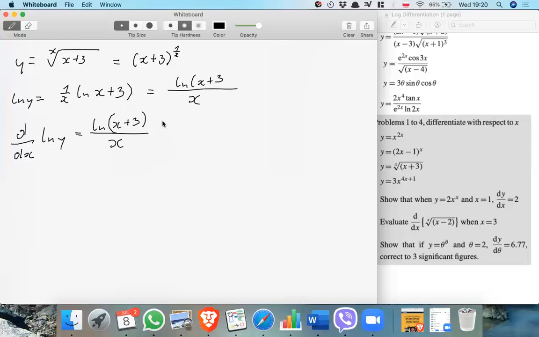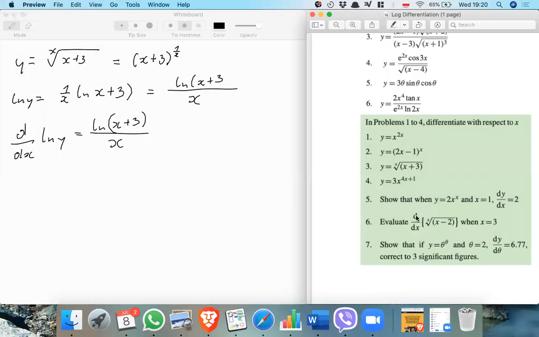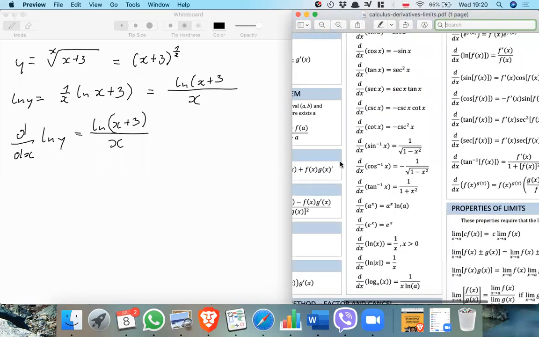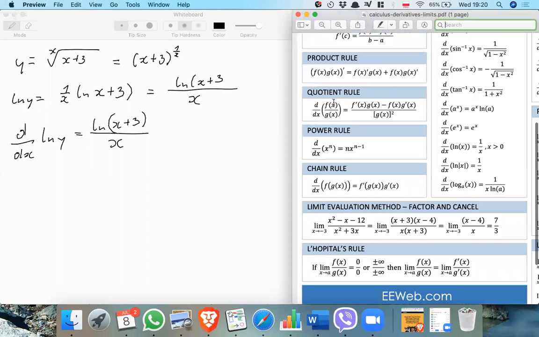But what I'm pointing you towards over here is that this is a fraction, and the fraction tells me that I have to apply the quotient rule. And if I'm applying the quotient rule, let me just zoom in over here so the quotient rule is more apparent. So we have derivative of f in the numerator and g in the denominator.